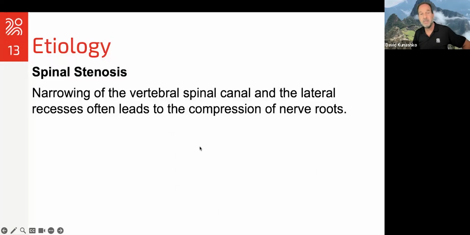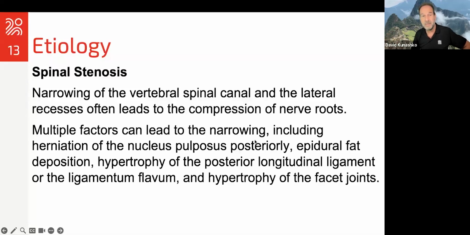Spinal stenosis is narrowing of the vertebrospinal canal and lateral recesses that leads to compression of the nerve roots, and then obviously sciatica-like symptoms.